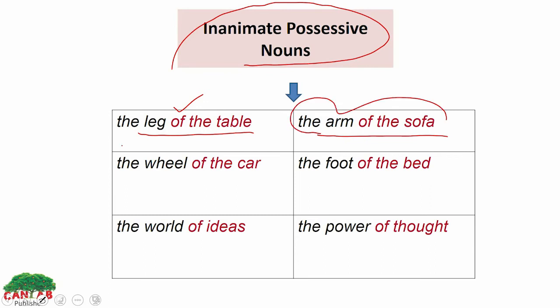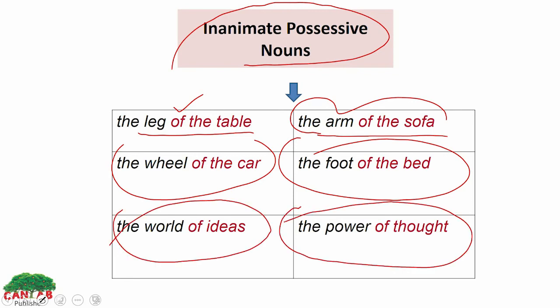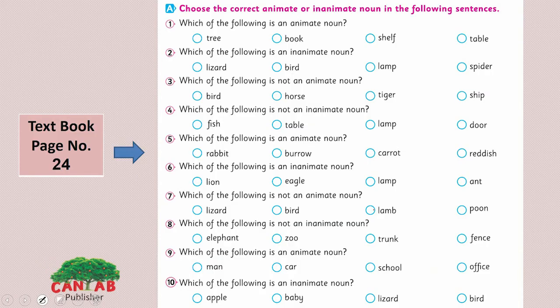The arm of the sofa, the wheel of the car, the foot of the bed, the world of the ideas, the power of thought. We will simply put "of", the preposition, to show the relationship between the two inanimate nouns here. Now let's move to the exercise.